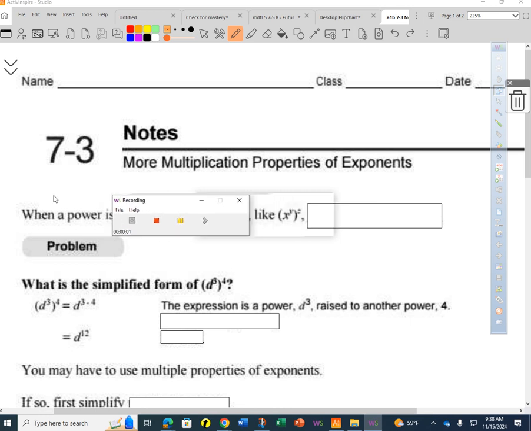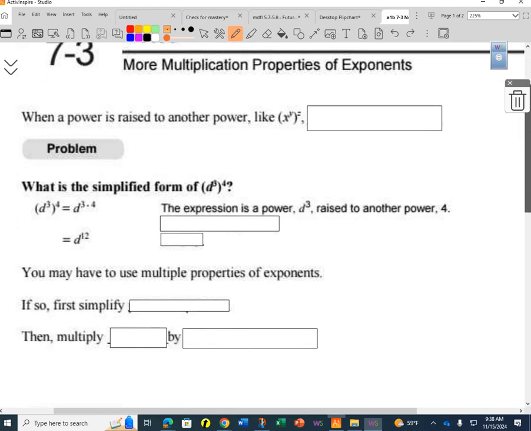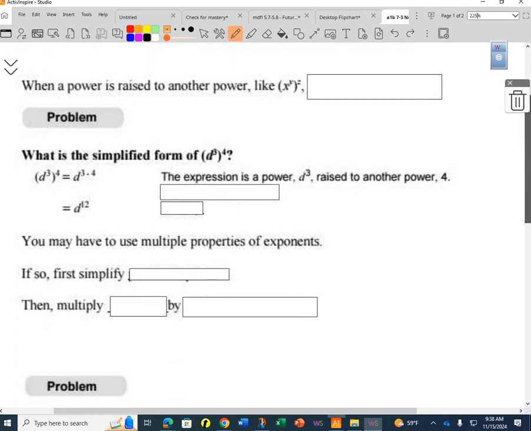Notice these notes here, more multiplication properties of exponents. What we're talking about here is that we are going to be multiplying, but now instead of just regular multiplication, we're going to be using exponents. So remember, I showed the kids in first period this expression here: 2 to the second power times 2 to the fifth power is 2 to the seventh power, right? That's what we've been doing now for several days.